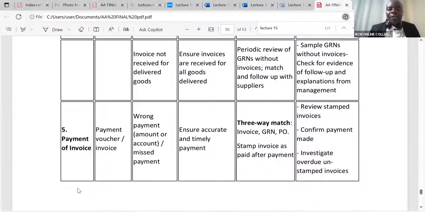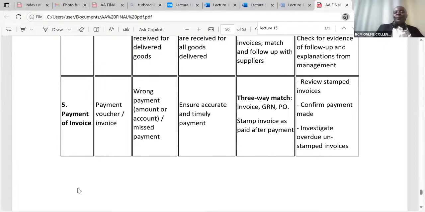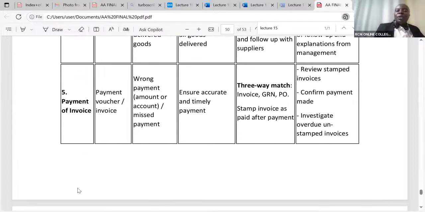Now, after that, ladies and gentlemen, we have number 5, the last step, which is payment of invoice. I will pay this by raising a payment voucher against an invoice. So what could go wrong? Wrong payment, amount or account, or even a missed payment. So the control objective will be to ensure accurate and timely payment.